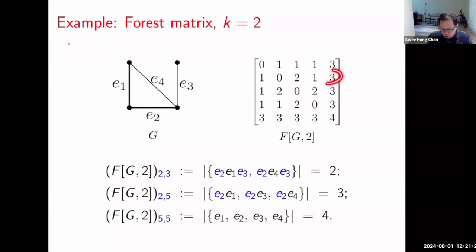You see that here there's a number 3. This is for entry (2, 5). This is the forest word count. It must start with E2 because the number is 2. And because it's 5, it means that we have no restriction on the ending. So that's why you see that we don't have any condition on the ending word. And for (5, 5), this is just any word of that length, no condition on where it starts, where it ends, as long as it's a forest. That's why it gives you 4. Okay, this is the definition of forest matrix. This is the example. Any questions so far about this forest matrix?